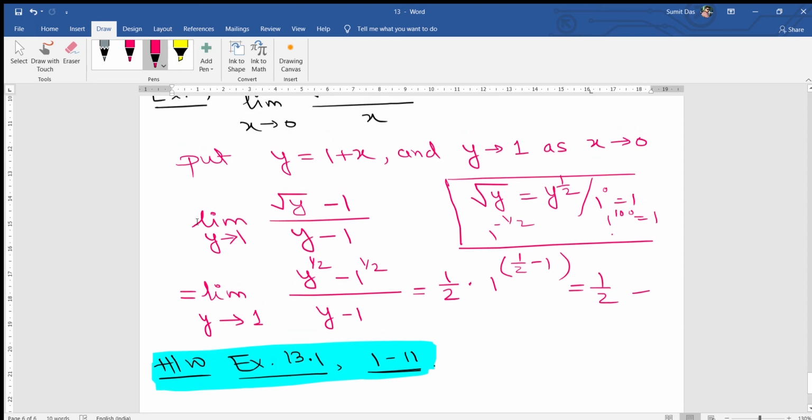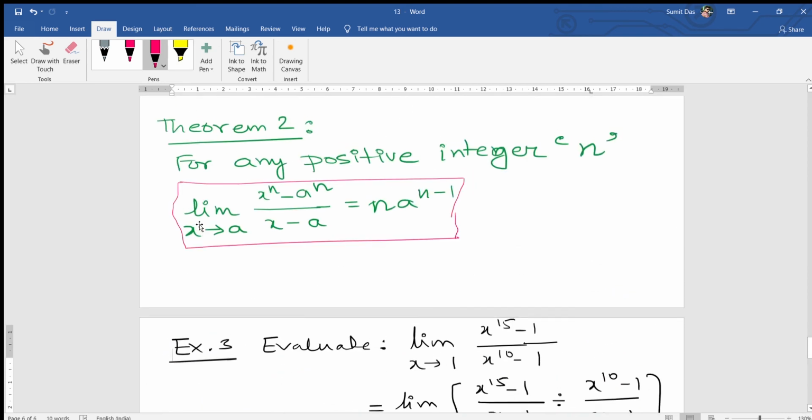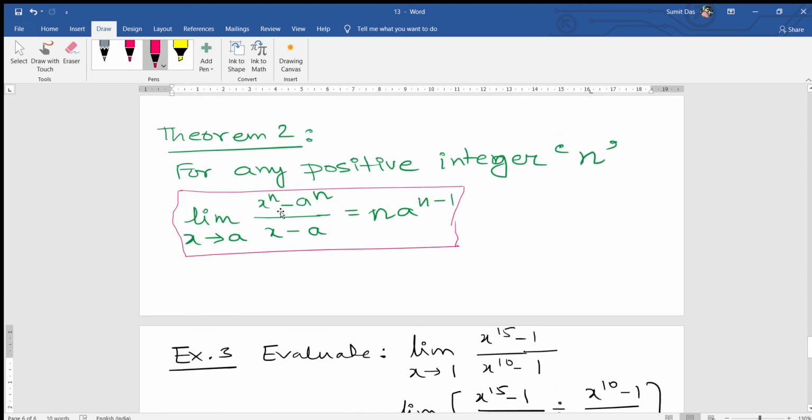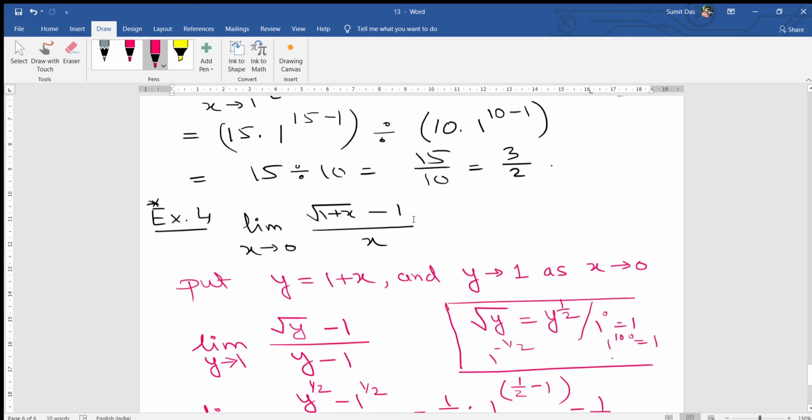Because our formula, our theorem is like this: x to the power n minus a to the power n, divided by x minus a. So always we try to arrange in this format so that we can use this value. Am I clear? I can write 1 to the power 500 also, but it's not matching here.